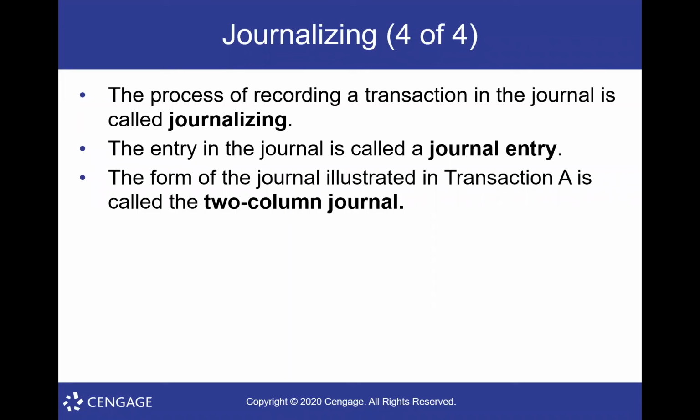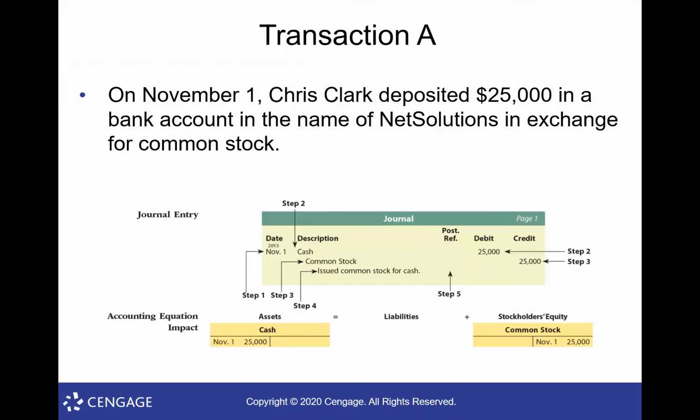Okay, so let's just do some examples. I've got a bunch of example slides, and I'm sorry for that, but I think that's the best way. We're going to walk through. So November 1st, Chris Clark, kind of a dope name, deposited $25,000 in a bank account in the name of Net Solutions in exchange for common stock.